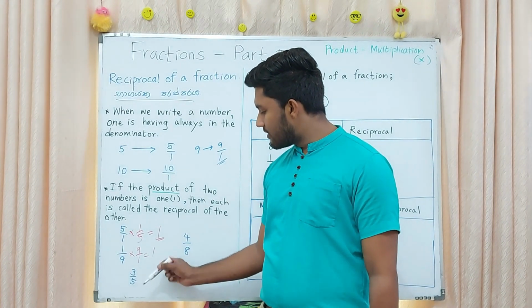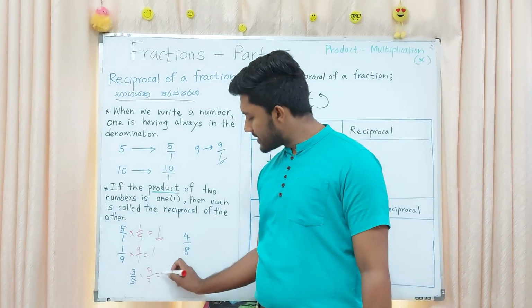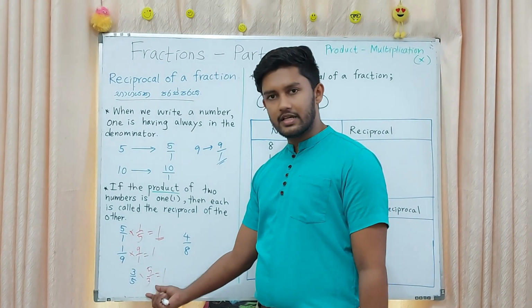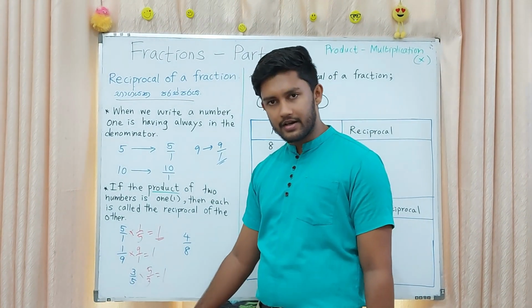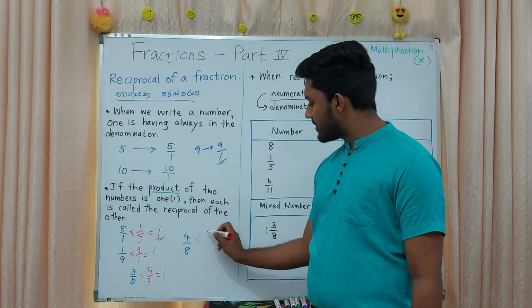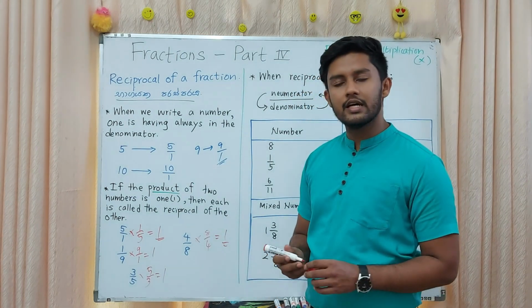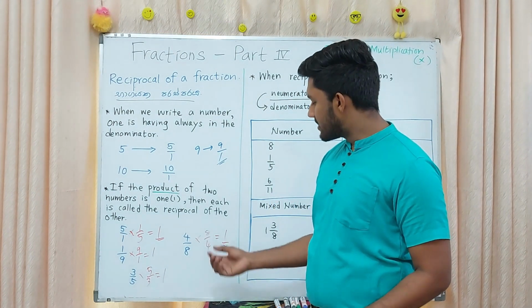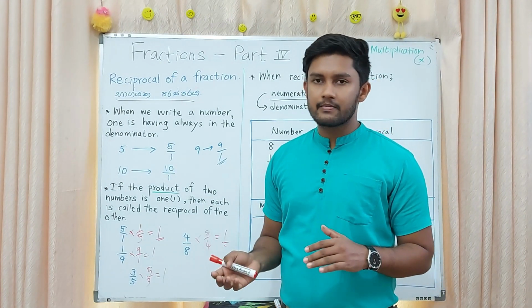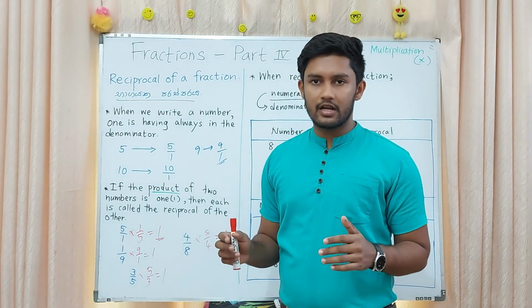Then here 3 over 5, if we multiply it by 5 over 3, the answer is 1. Then we can say that 5 over 3 is the reciprocal of 3 over 5. Next example, if we multiply this 4 over 8 by 8 over 4, right? The answer is 1, right? Then we can derive that the reciprocal can be obtained by interchanging, or else by getting the upside down of a fraction.